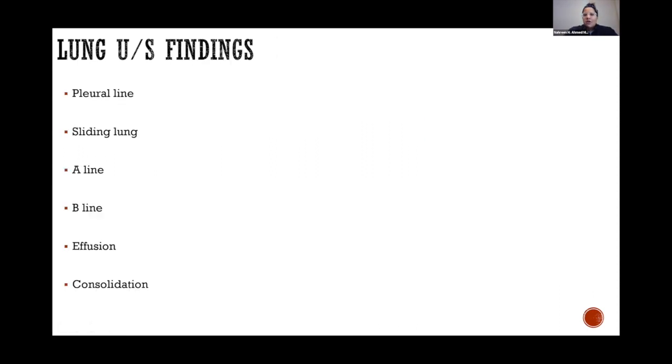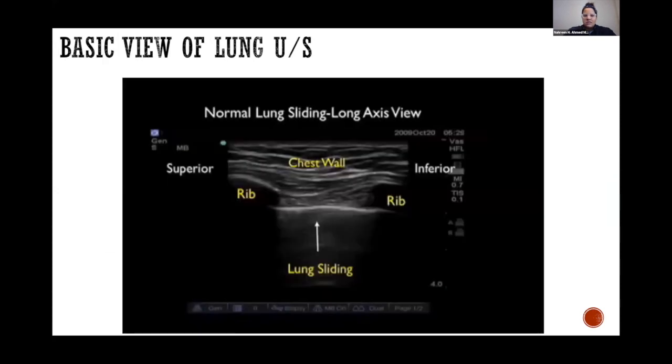So what are some of the ultrasound findings that you can see with lung ultrasound? This is sort of the meat of the talk. I'm listing here the main findings that we're going to review. So we can find the pleural line, and you can see something called lung sliding, which is incredibly important to help differentiate between normal pleura or abnormal pleura. You can see A lines, B lines, effusions, and consolidations, and I'll go through what all of this means.